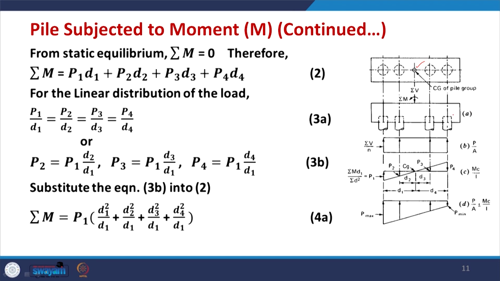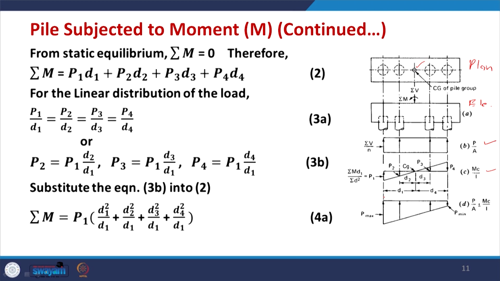This is the plan, which is obvious to you, and this is the elevation. This shows the load in each pile due to vertical load, and this figure shows the load in each pile due to moment M. Now, the total load coming on each pile will be the combination of this diagram and this diagram, shown here. So, you will get maximum on this side and minimum on this side, and this is due to eccentricity, as we discussed in the shallow foundation.